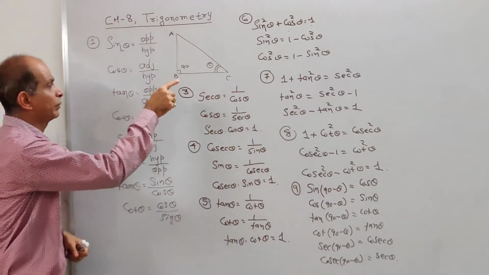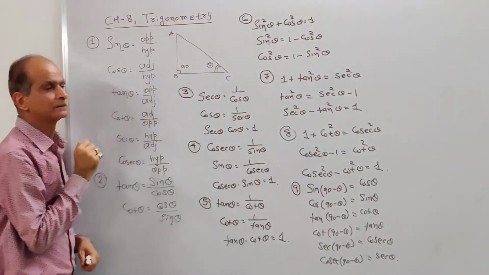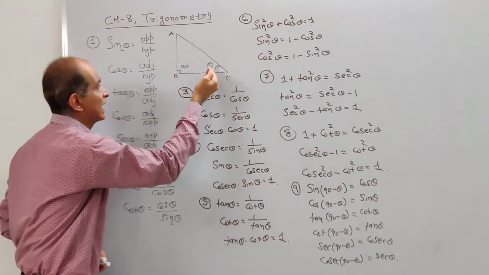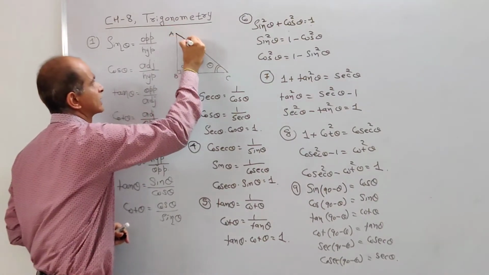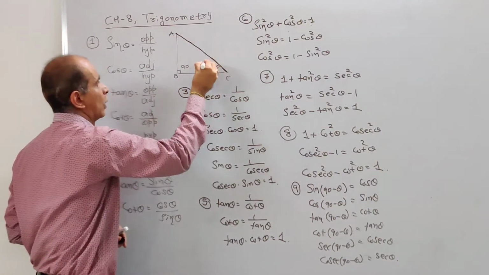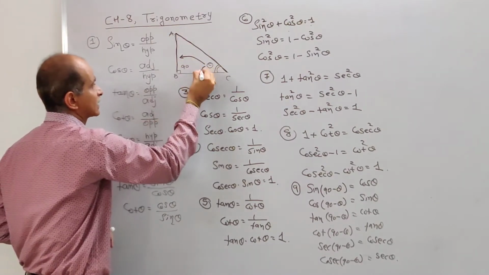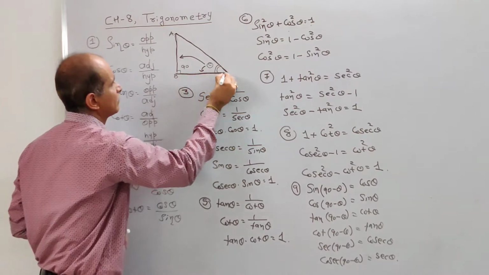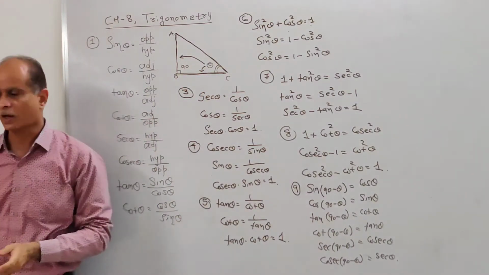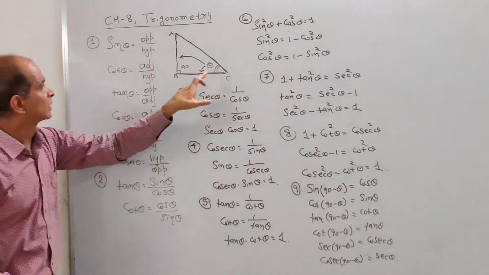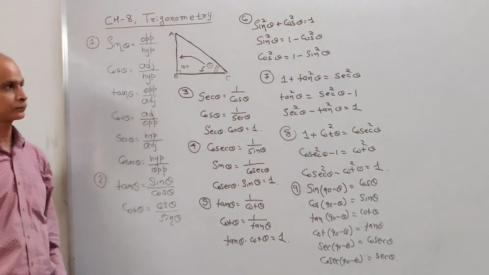In this example, if you consider theta as an angle, AB is the opposite side and BC is the adjacent side, while AC is the hypotenuse. Opposite to theta is AB, and adjacent to theta is BC. So sine theta is equal to opposite upon hypotenuse, so sine theta is equal to AB upon AC.